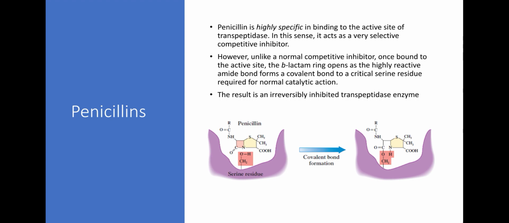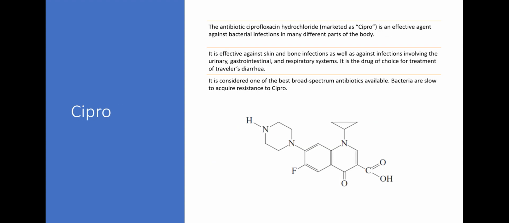Penicillin is highly specific in binding to the active site of transpeptidase. In this sense, it acts as a very selective competitive inhibitor. However, unlike a normal competitive inhibitor, once bound to the active site, the β-lactam ring opens as the highly reactive amide bond forms a covalent bond to a critical serine residue required for normal catalytic action. The result is an irreversibly inhibited transpeptidase enzyme.